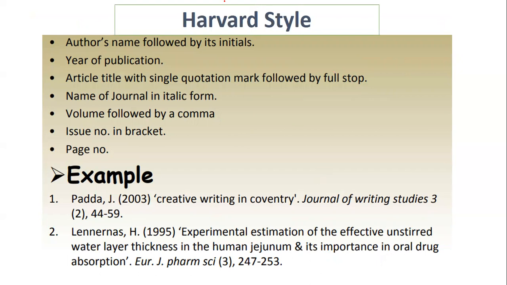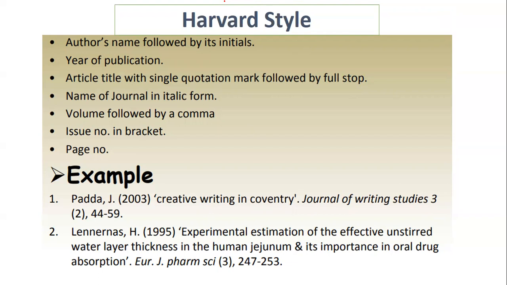Yes, the name of the journal is in italics, followed by a comma, the issue number or page number, if any. Okay. So yes, the Harvard style, where the author's name is followed by the initials, the year of publication, the article title in single quotation marks, and the name of the journal in italic form.